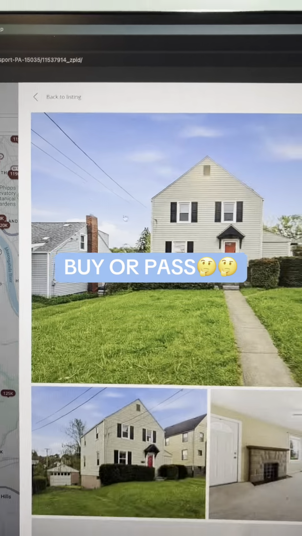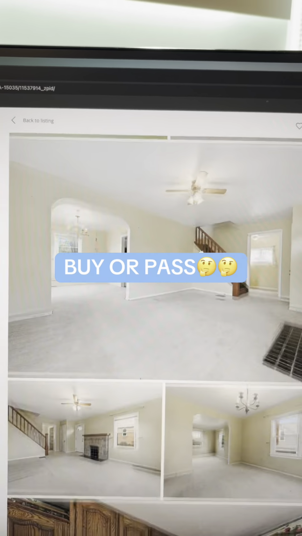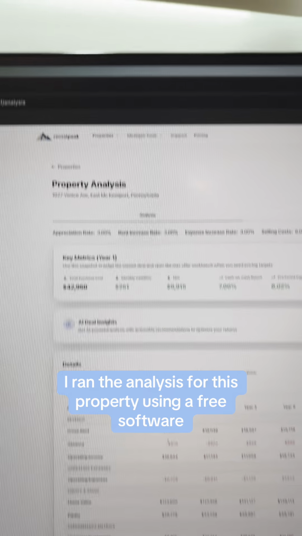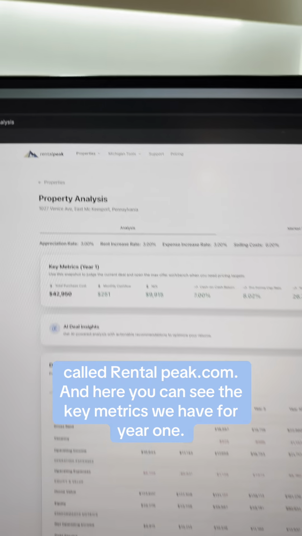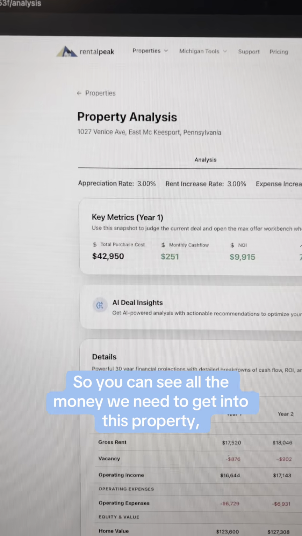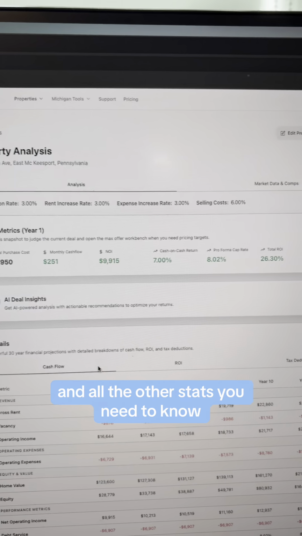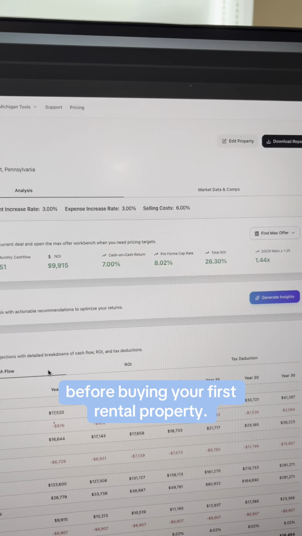This listing on Zillow looks like a good deal, but let's find out if it can actually cash flow. I ran the analysis for this property using a free software called rentalpeak.com, and here you can see the key metrics we have for year one. So you can see all the money we need to get into this property, our projected monthly cash flow, and all the other stats you need to know before buying your first rental property.